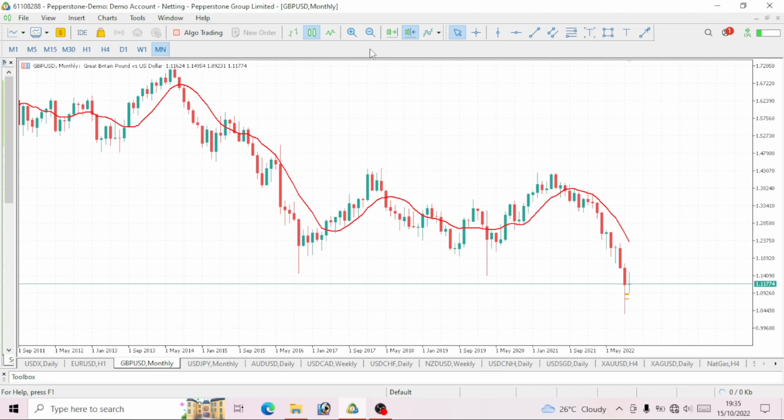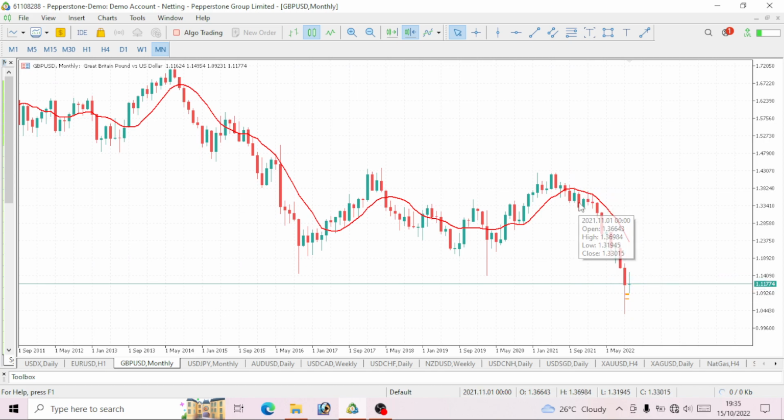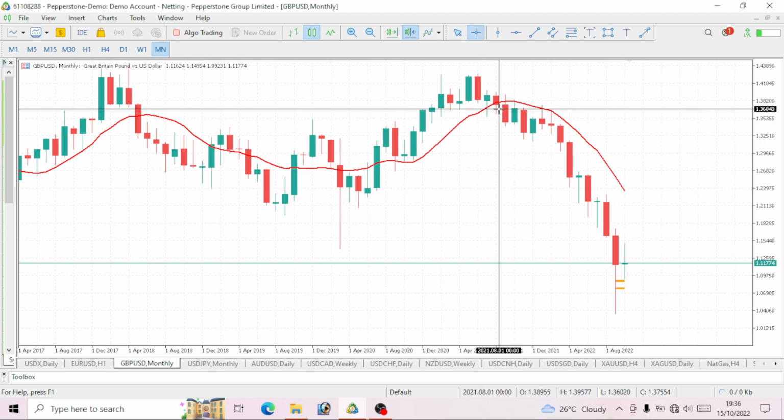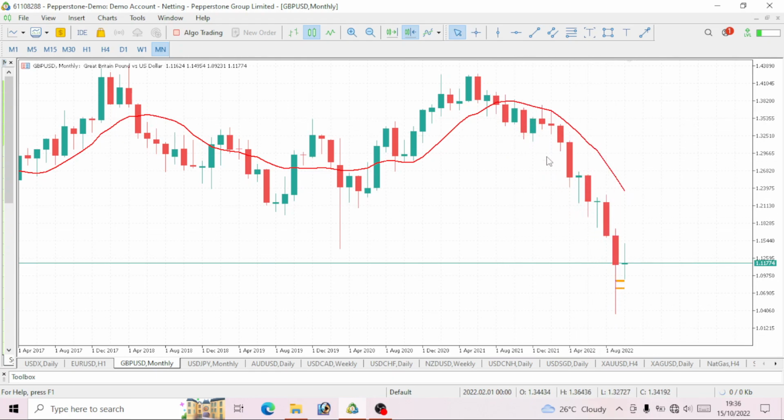Secondly, I've added a 10-period moving average. Those of you that trade the 10-period moving average know how to trade it. Once the price is above the 10-period moving average, we have to go long, but if it is below it, we have to short it. Clearly you can see that this price is below the 10-period moving average, and it has been ever since. This was around 2021, about August last year, that we started having this bearish move. Price broke below the 10-period moving average, and ever since then we've been going bearish.